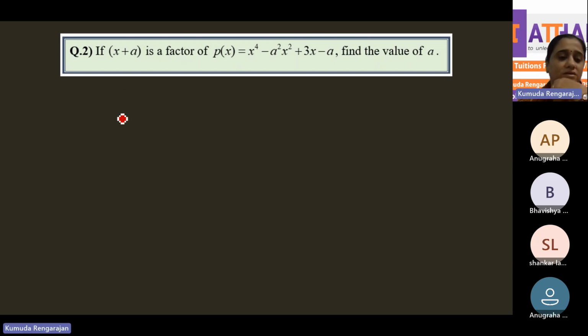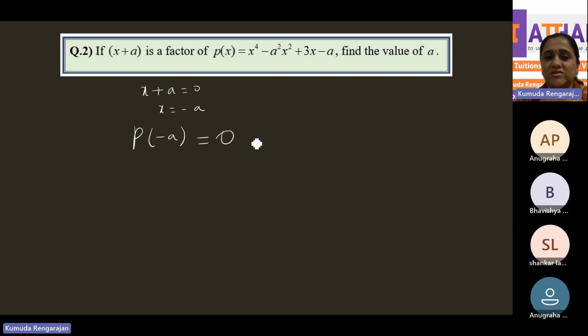X plus a is a factor. So x plus a is equal to 0. X is equal to minus a. What's the condition? Vishnu Priyan? P of minus a is equal to 0. Very good. Why? Because it's a factor. So this is the condition. So that means what? In P of x, what should you do? Wherever there is x, replace that with minus a. Very good.